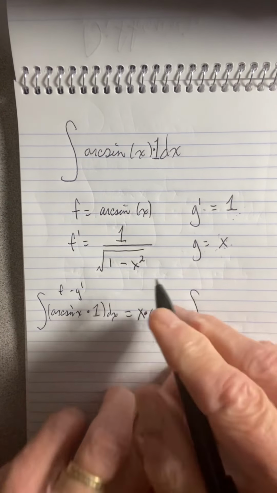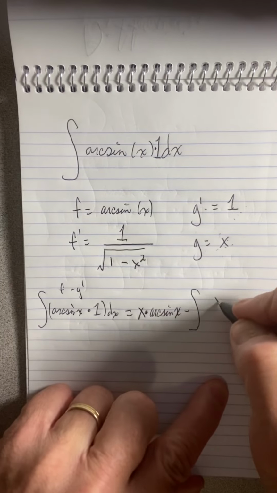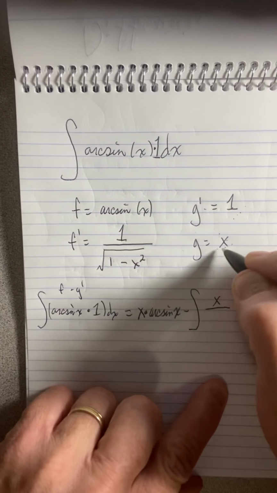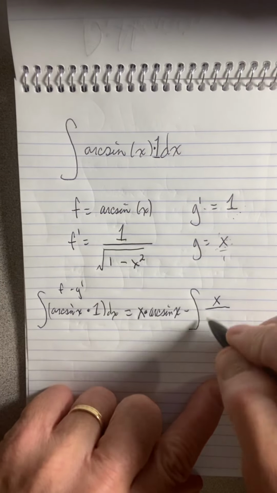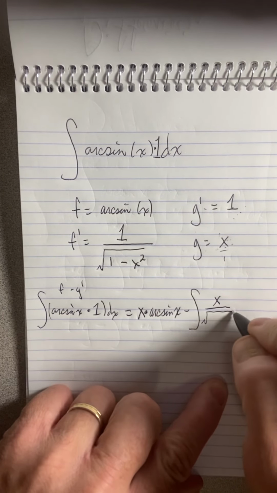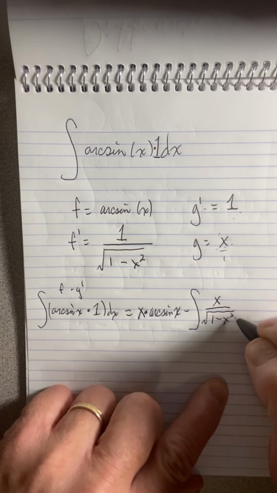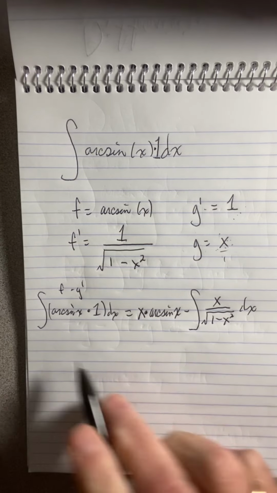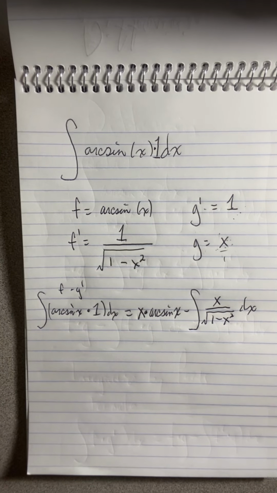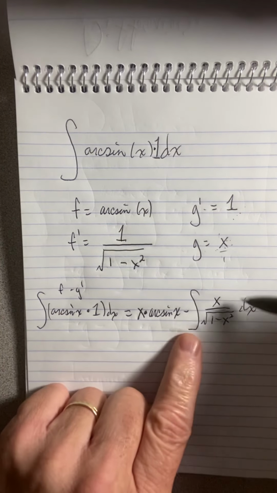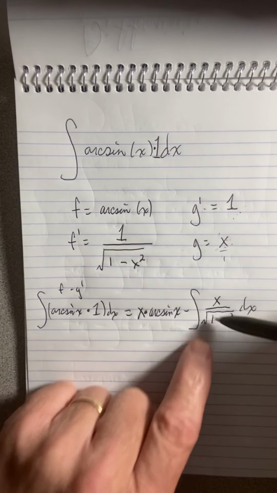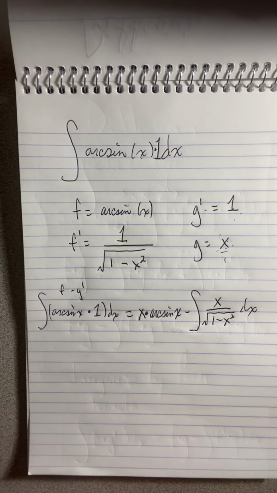So when I multiply this by this, the x ends up in the numerator because x times 1 is x, and 1 times that square root is that square root, with respect to x. So there's the formula. I used it. Now I haven't found the antiderivative because I still have this antiderivative in here that I need to find. But we're well on our way.